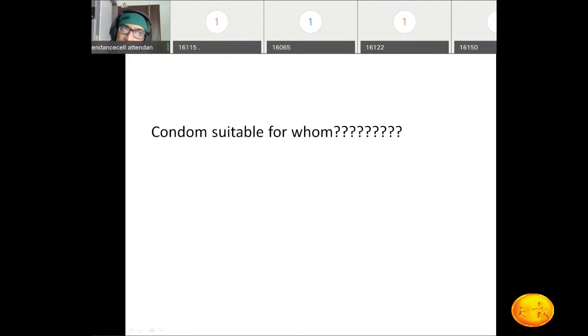So if a couple who meets once a month, twice a month, and who are having sexual intercourse once or twice a month, for them condom is the better one. Because even if she uses OC pills as a contraception, she has to take OC pills daily, irrespective of sexual intercourse. So on such occasions, condom is the better one for those having infrequent sexual intercourse. That's why I put this question.